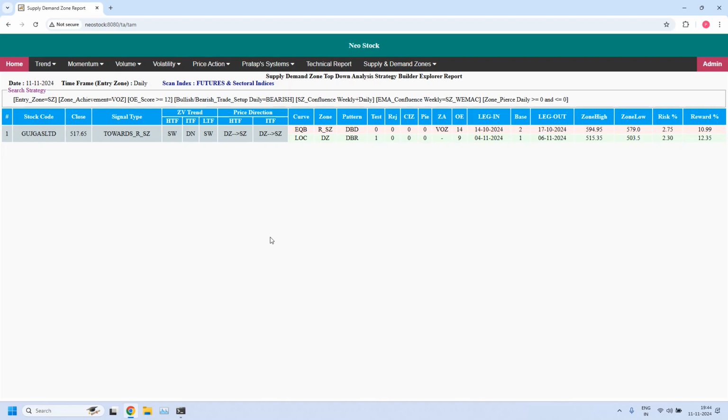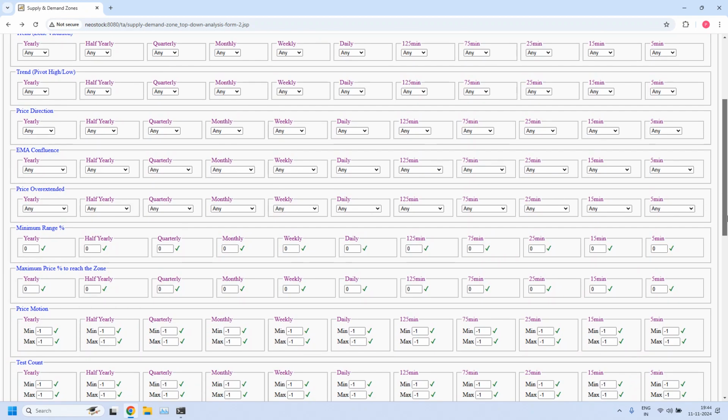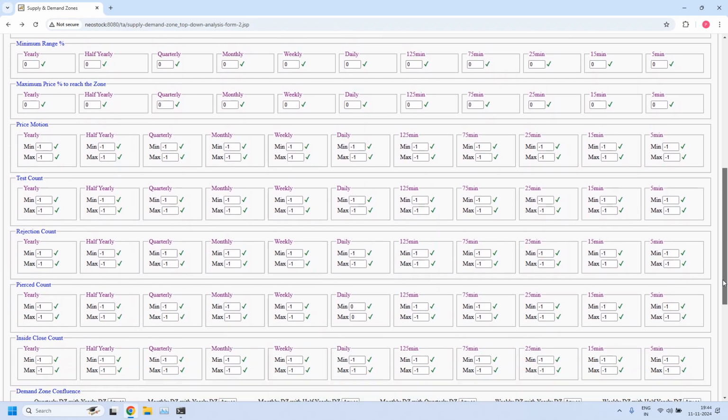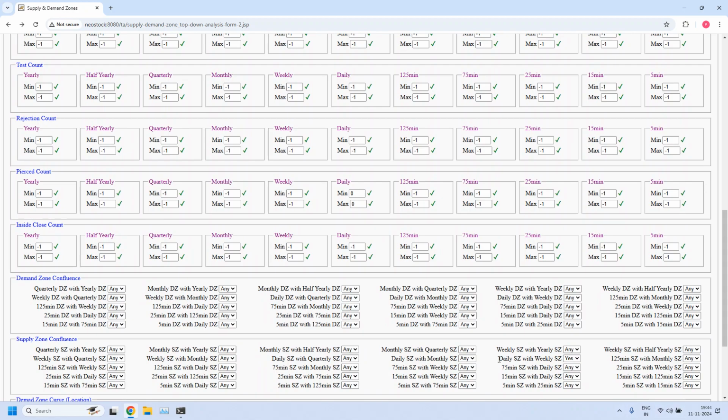Okay, next let us look for LTF, ITF, HTF confluence. I am removing the EMA filter. In the daily, weekly, and monthly supply zone confluence, I am setting 3 filters. One filter is already enabled, that is daily with weekly.